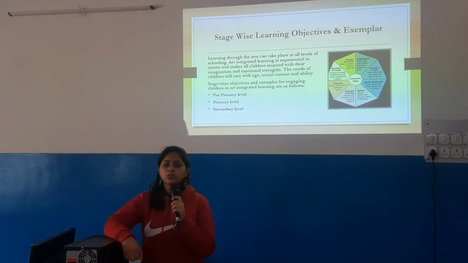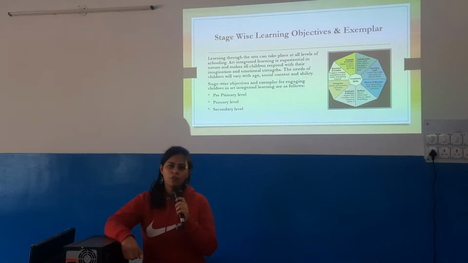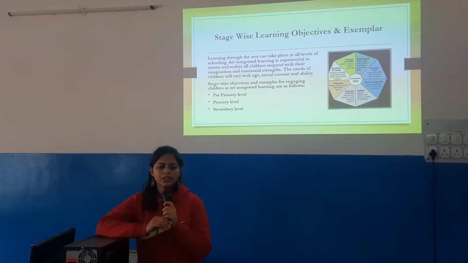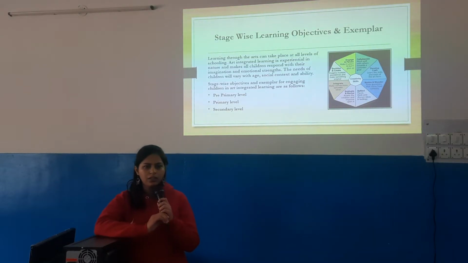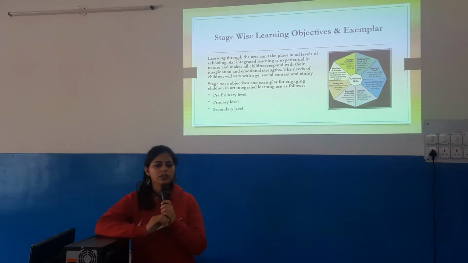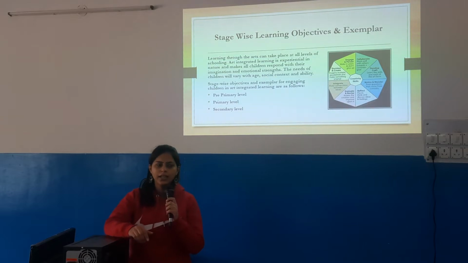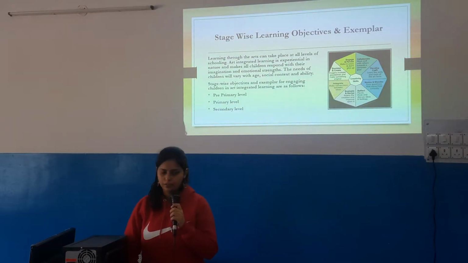So we need to understand it stage-wise. The stage-wise objectives and a few examples will be coming up in the following slides. First, we will start with the pre-primary level, then we will move to the primary level, and at the end we will see the secondary level. So without further delay, let us start with the pre-primary level.